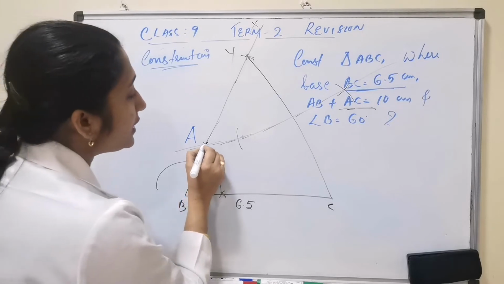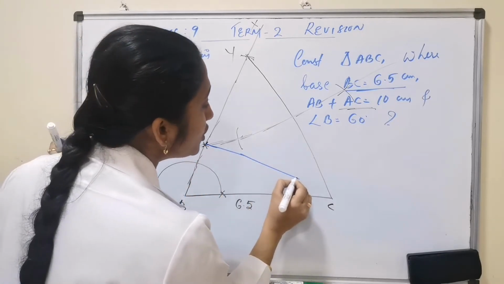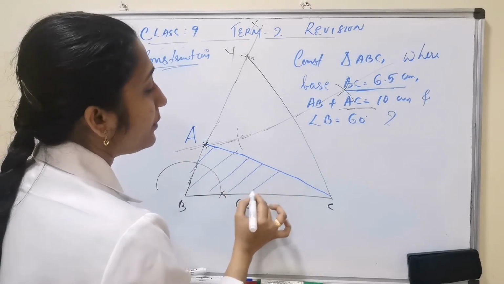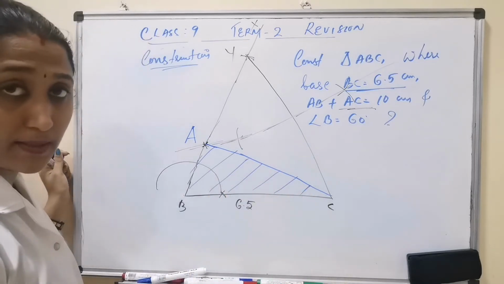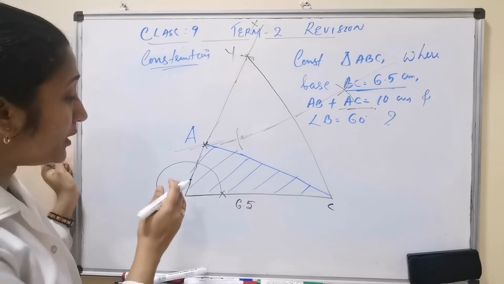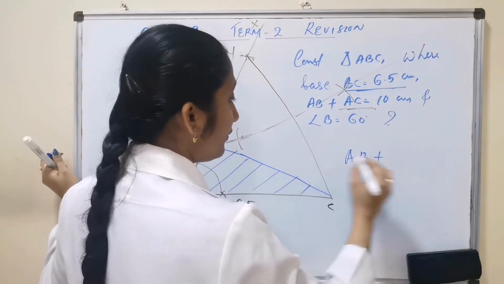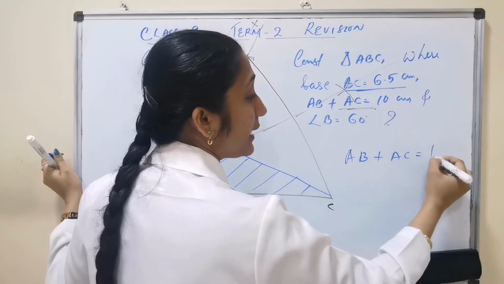Then join A to C. This is the required triangle ABC. After that, measure the length of AB and the length of AC. You will get exactly 10 cm.